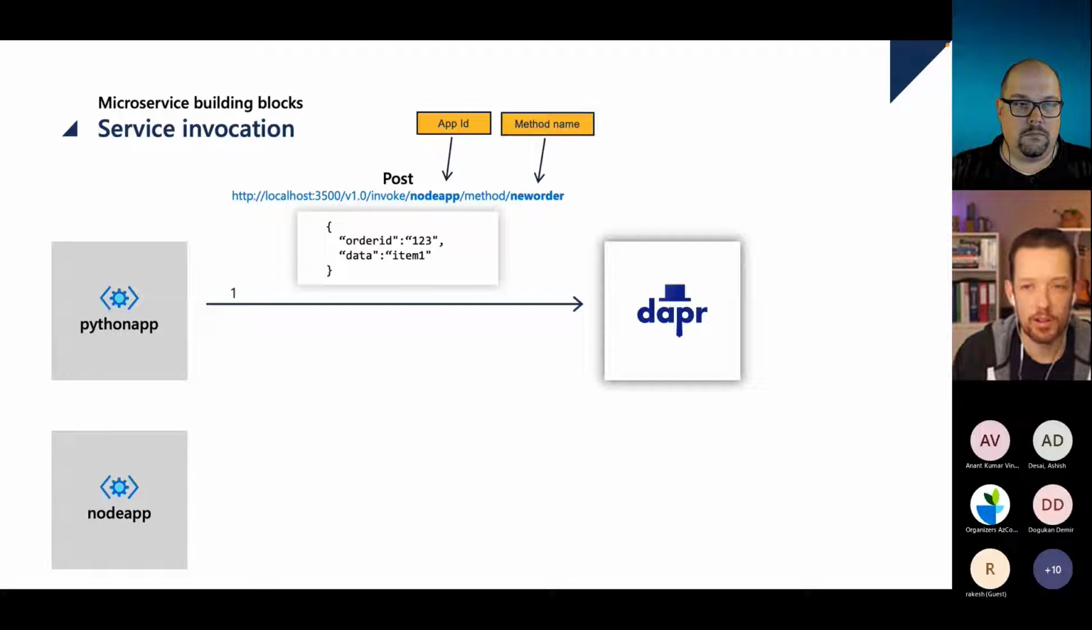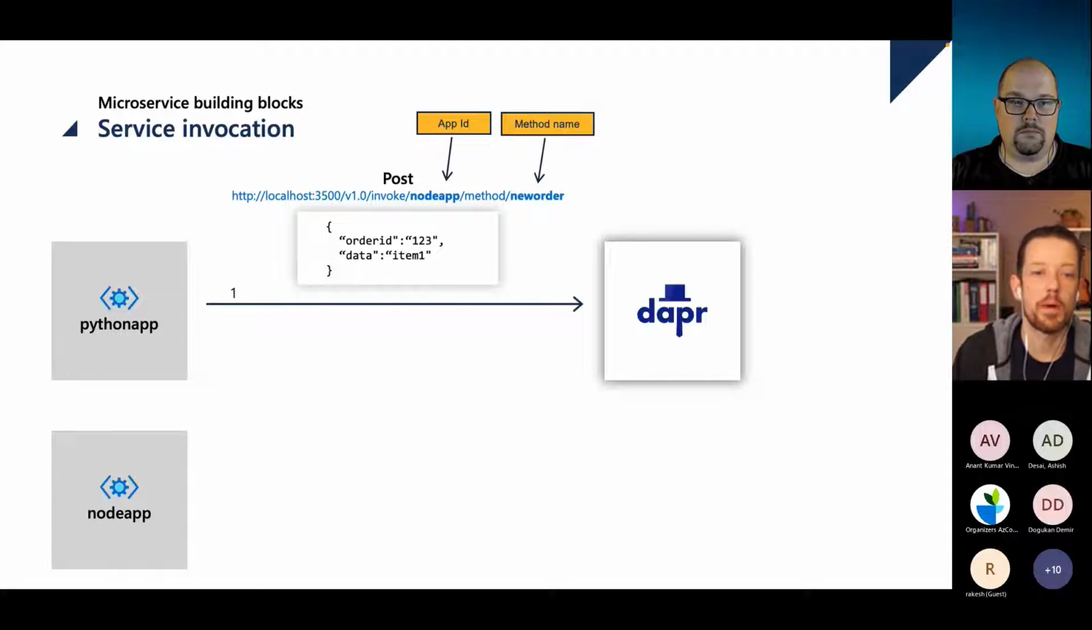Instead of directly calling the remote service, the Python app will now call its local Dapper sidecar. So that HTTP request is now going to localhost. So the Python app does not need to know where the Node app is located. It only needs to know where its own sidecar is located. That's basically always on the same host. So it's localhost 3500 in this example, which is the default port for the Dapper sidecar. And then you can see we are invoking, or we are calling, I should say, the invoke endpoint of the Dapper API, and we give that the app ID of the app we want to call, which is Node app, and then we also give it the method name or the route that we want to call on that remote service.